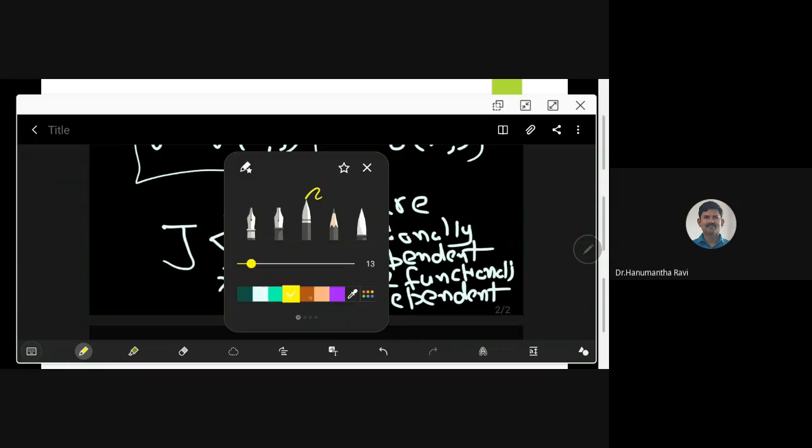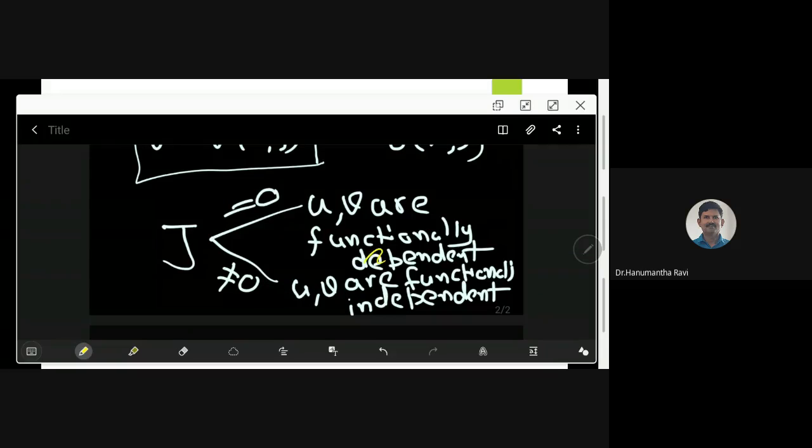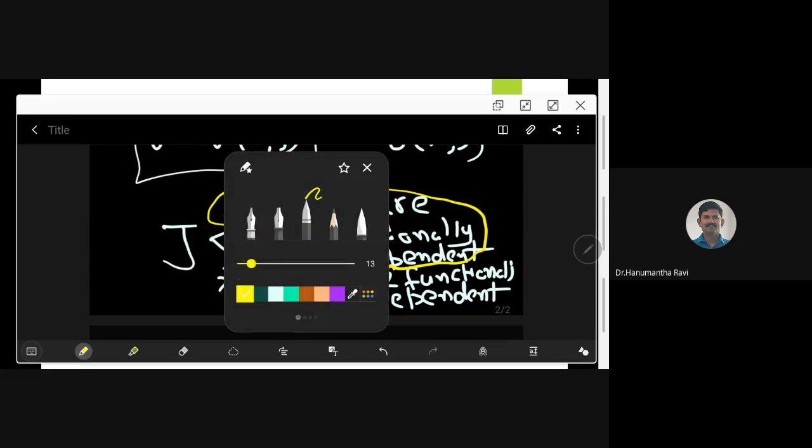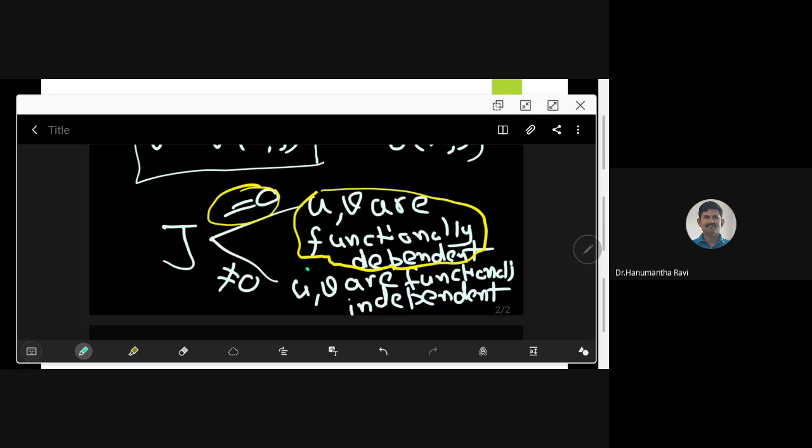So, one case is functional dependency, and the other one is functional independency. So functional dependency and independency.